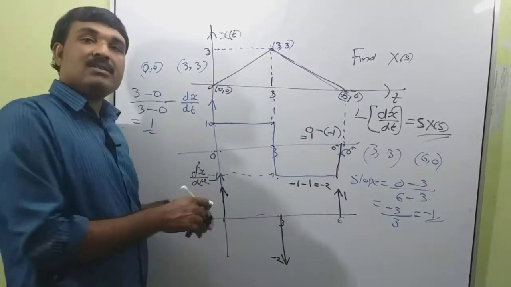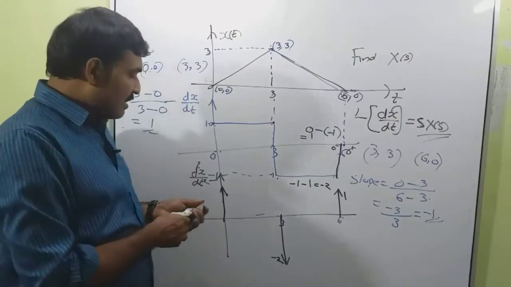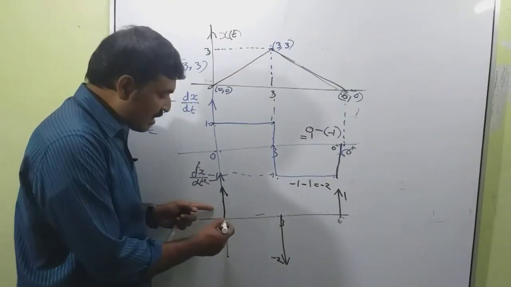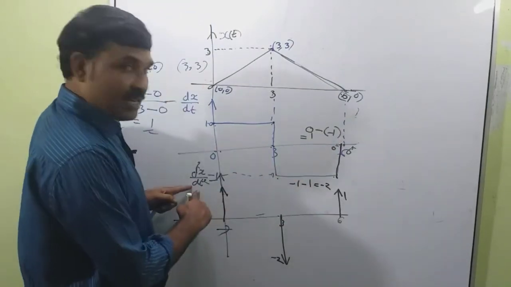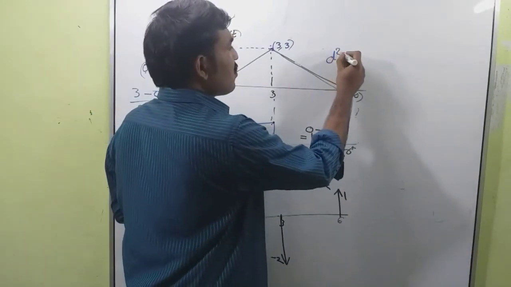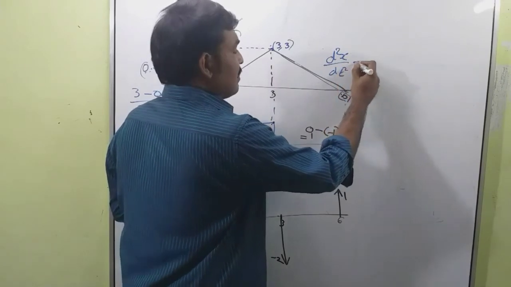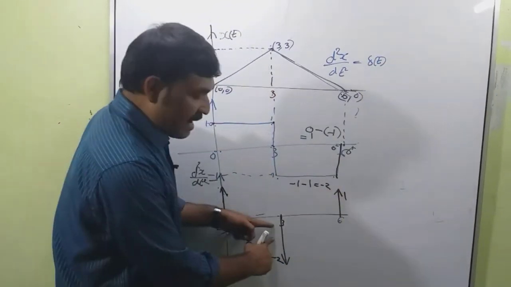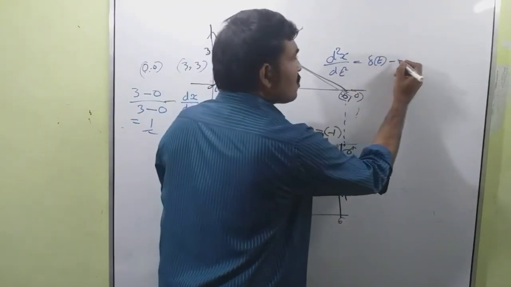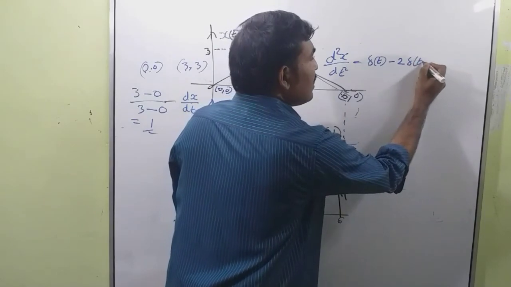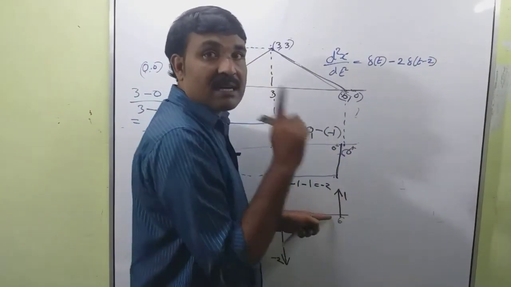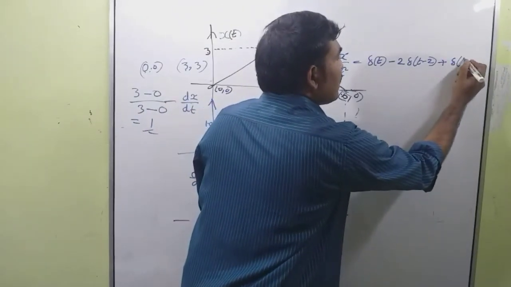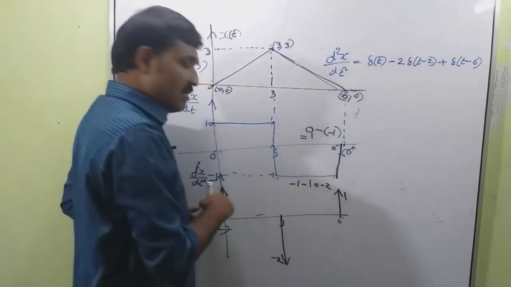So this is d square x by dt square. Now take the Laplace transform of this signal. This is made of impulses. So we can write d square x by dt square as an impulse of strength 1, that is delta of t. This is a delayed impulse of strength minus 2, that is minus 2 delta of t minus 3. And this is an impulse of strength 1 delayed by 6 units, so plus delta of t minus 6.